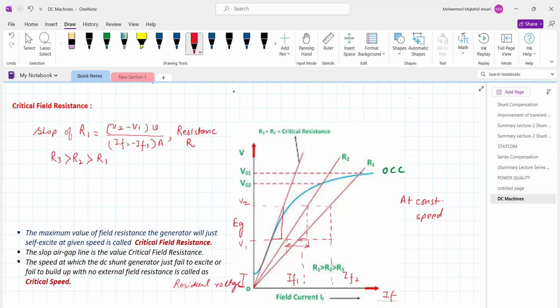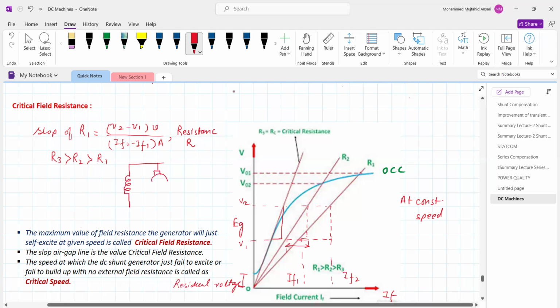Okay, suppose this is the DC shunt generator. The shunt winding is there, having some value. Definitely, it is much more than the armature resistance because it is connected in parallel. So this is RSH and this is your RA. It is going to deliver the armature current at no load condition.